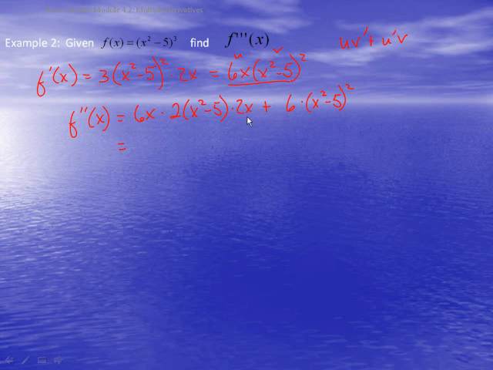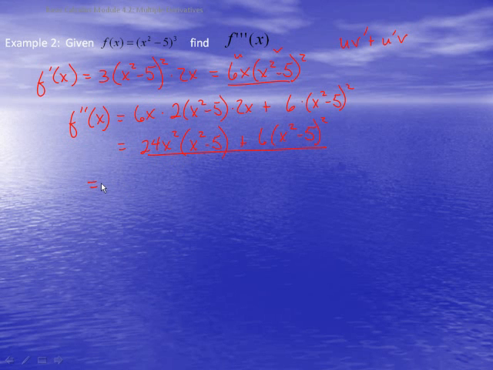To clean this up a little bit, we're going to end up with 6x and the 2 is 12x, and then 2x again would be 24x squared times x squared minus 5 plus 6 times the x squared minus 5 quantity squared. So this is the second derivative. In this case, before I take the third derivative, I'm going to multiply this stuff out so that I can do it as a polynomial, because if not, I'm going to be doing product and chain rule all within these two terms. So let's go and do a little multiplication.